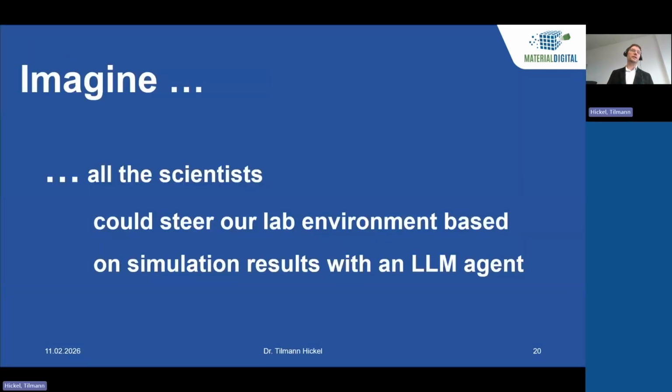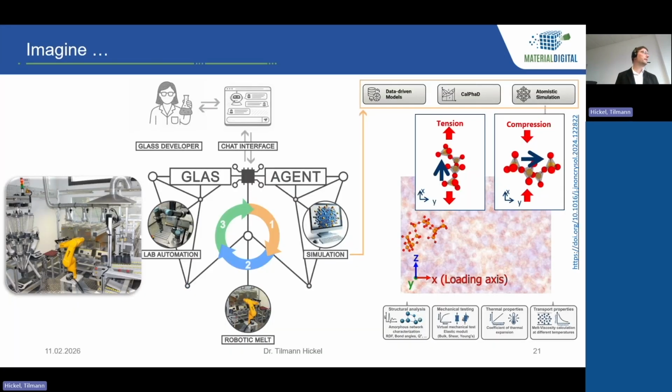Imagine all the scientists could steer our lab environments based on simulation results with an LLM. I think I cannot give a presentation nowadays without mentioning at least once LLM, but I keep it short. But there's at least one project. There are several projects in Material Digital where LLMs play a central role, and the vision is, we are still far from having achieved this, that an LLM allows us to steer materials design in the end.